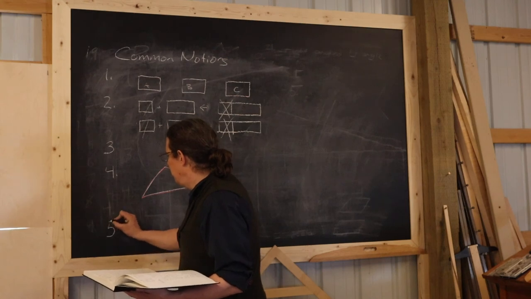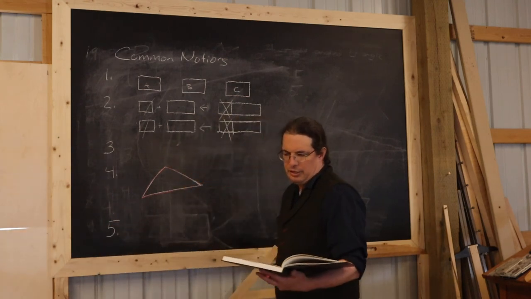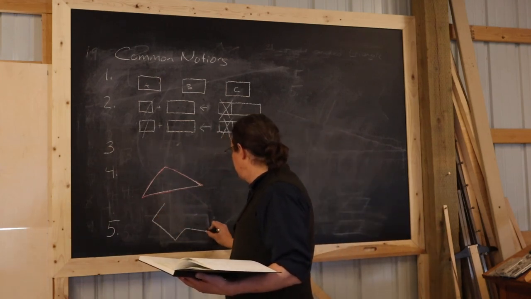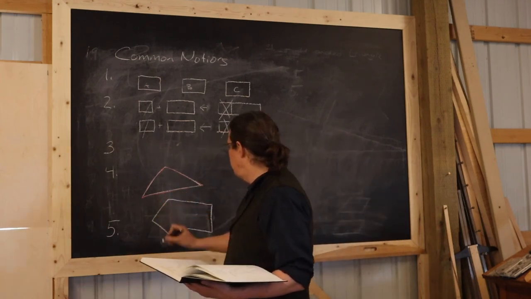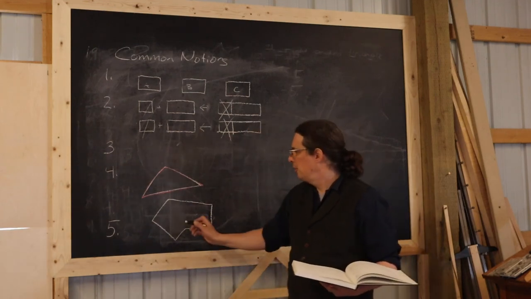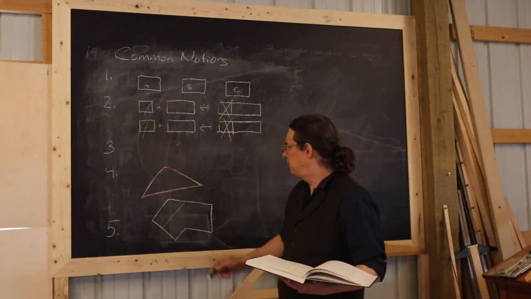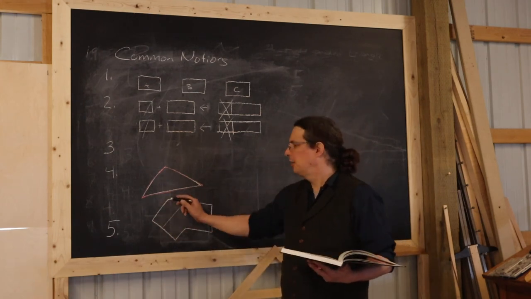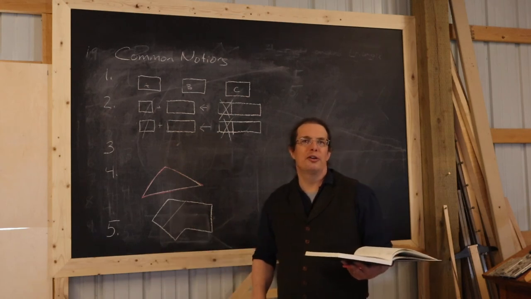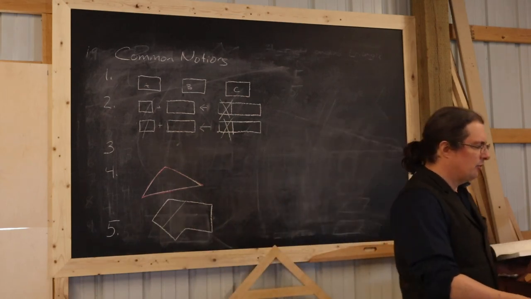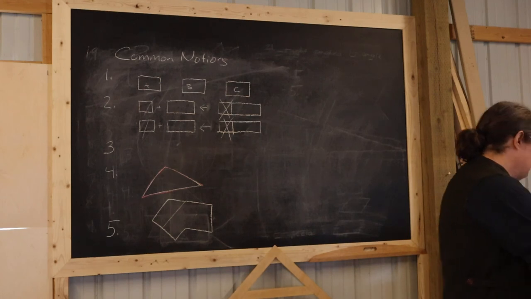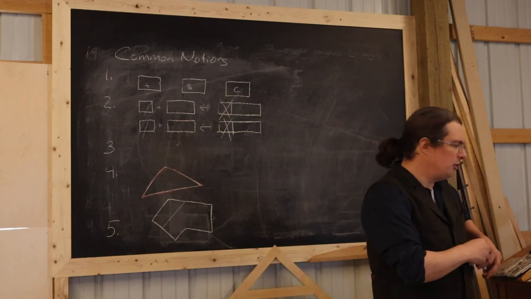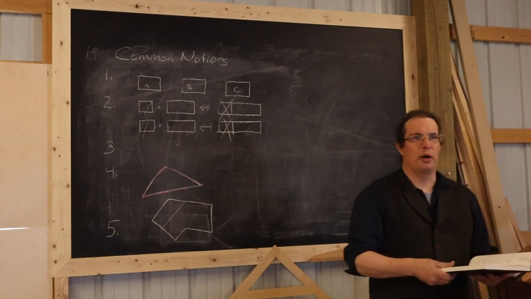And the last, common notion five, states that the whole is greater than the part. So if you had some figure and you cut it into two parts, then the whole figure is greater than either of those two parts alone. So that's what's stated by the five common notions of Euclidean geometry, at least from book one.